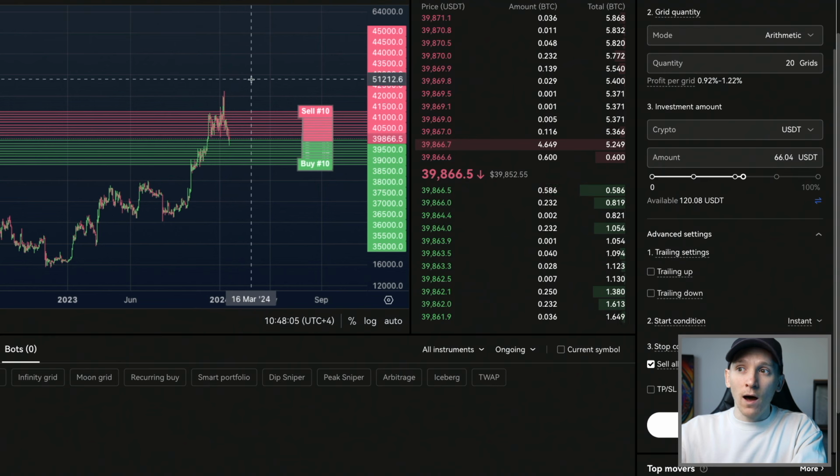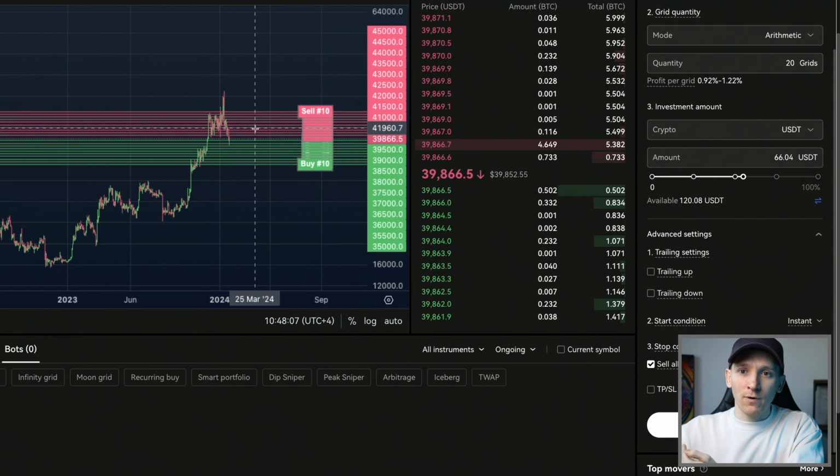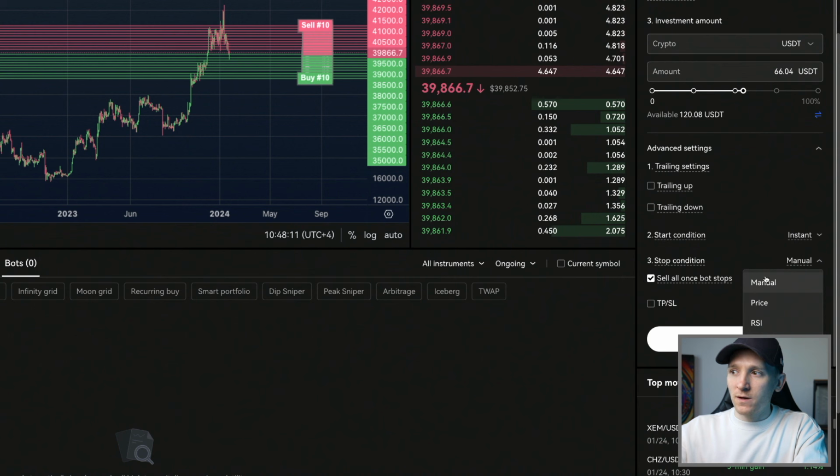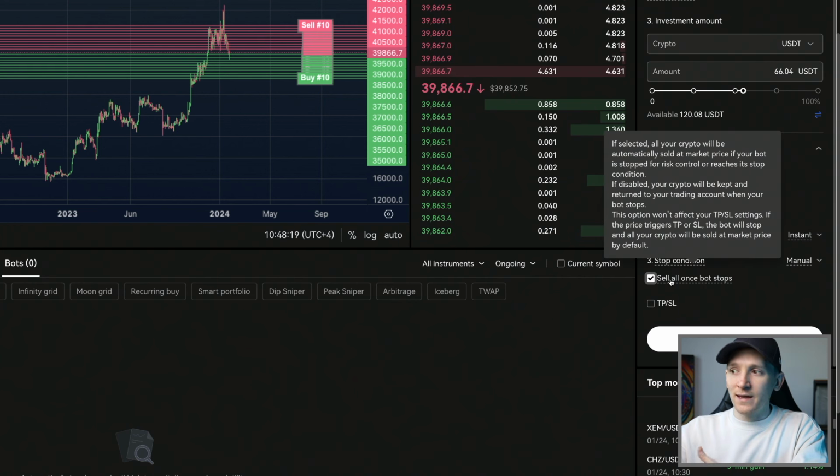So the price can go up and then fall back into the parameters that you set and start trading again. If you don't want that, you can have a stop condition here where you set a price where it just stops the bot. Now, if you do have that stop condition, then you have to choose this to either sell all of the crypto out when you stop, or to not do that.